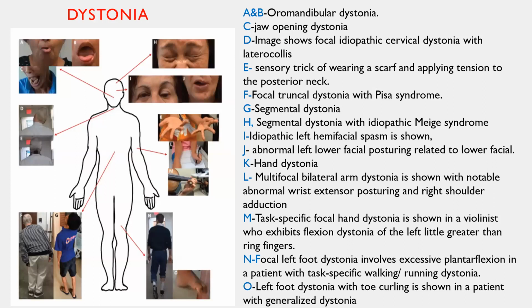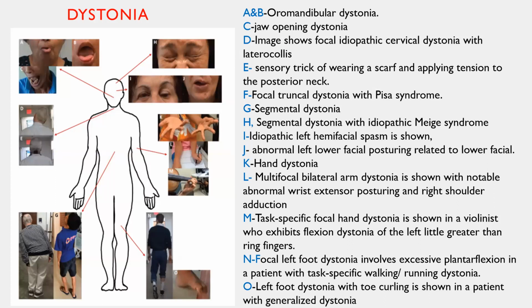This is called PISA syndrome. And G is truncal dystonia, retrocolis is there, segmental dystonia is there. And H, the patient is having blepharospasm, it is a part of Meige syndrome. And I and J, the patient is having hemifacial spasm. And in K, the patient is having hand dystonia. And L, this is task specific dystonia. Whenever writing, the patient is having dystonia, that is called writer's cramp or task specific dystonia.